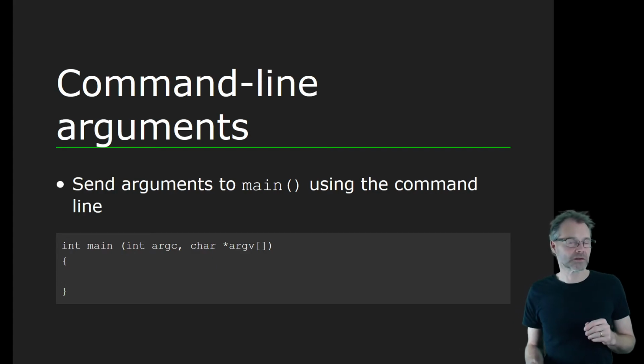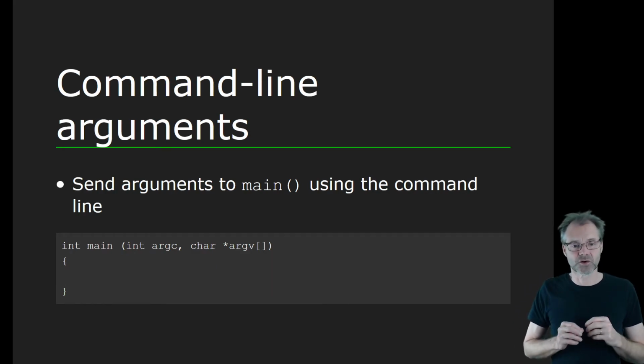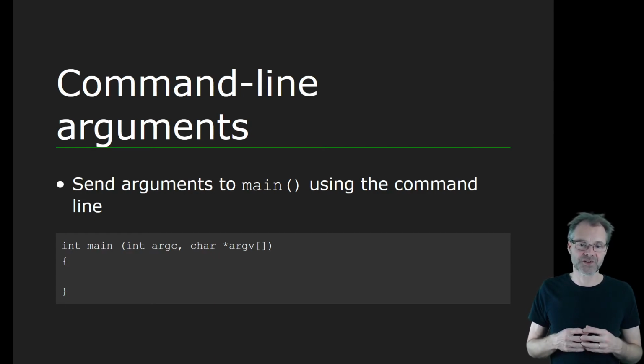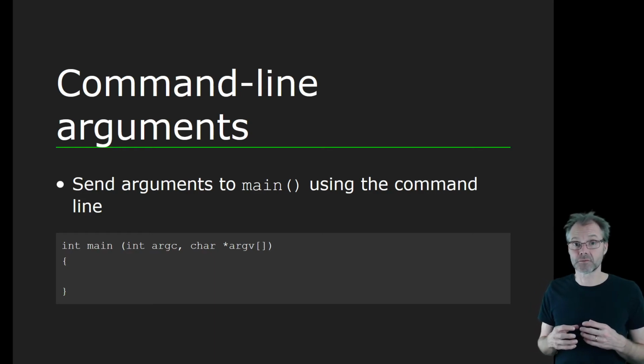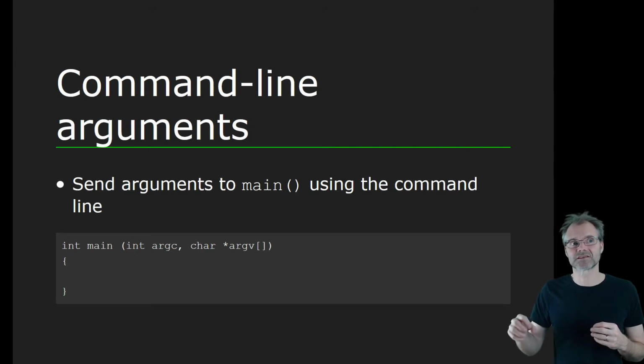Good. Let's take one more of these advanced ones. This is about command line arguments, and this is how we can send arguments to the main function using the command line. So when we execute our program, we can actually send these parameters or arguments into our program, and the program can work with them there.